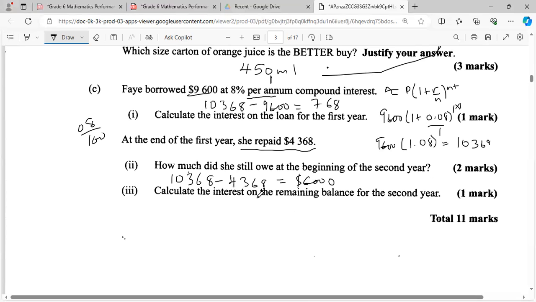Alright, they say calculate the interest on the remaining balance for the second year. The interest on the remaining balance in the second year. Alright, so she owes $6,000, and the interest is 8% per year. So the interest on the remaining balance would be $480, because it's $6,000 at 8%.